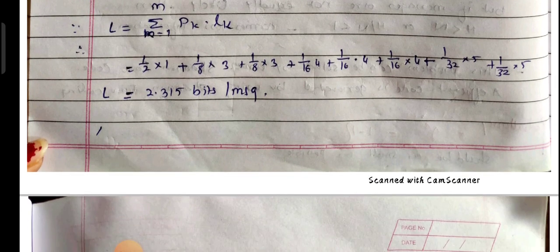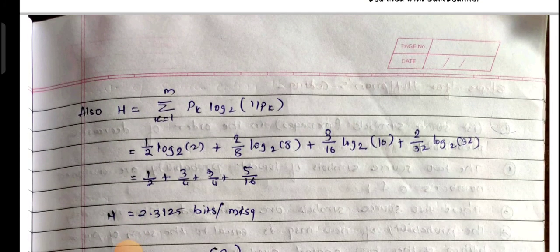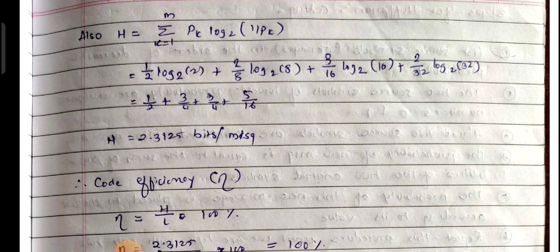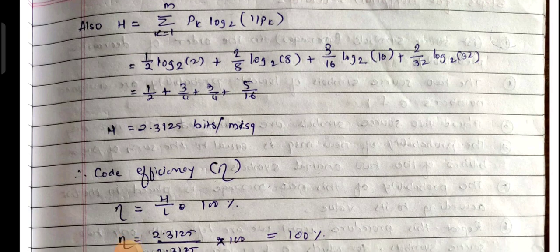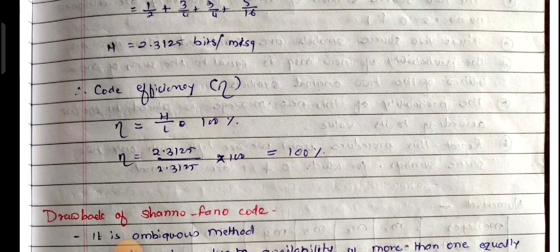Again, to calculate coding efficiency, we need the value of entropy. So we know the equation for entropy in terms of probability as summation of pk log to the base 2 of 1 by pk, where k goes from 1 to M. If you solve this, you will get the value of entropy as 2.3125 bits per message. So coding efficiency will be the ratio of this entropy and the code word length capital L into 100%.